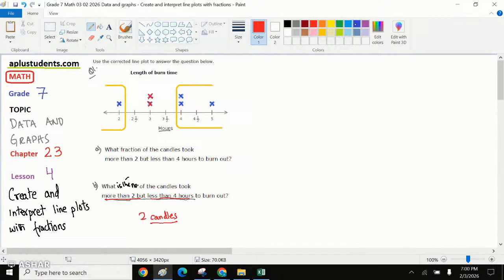Agreed? But the original question was, what fraction of the candles took more than 2 but less than 4 hours to burn? We know that there were 2 candles. There were total 2 candles which took more than 2 hours but less than 4 hours, right? Upon the total, how many total candles are there? 1, 2, 3, 4, 5, and 6. That means 2 upon 6, or 1/3 of the candles took more than 2 hours. And I'm so sorry.